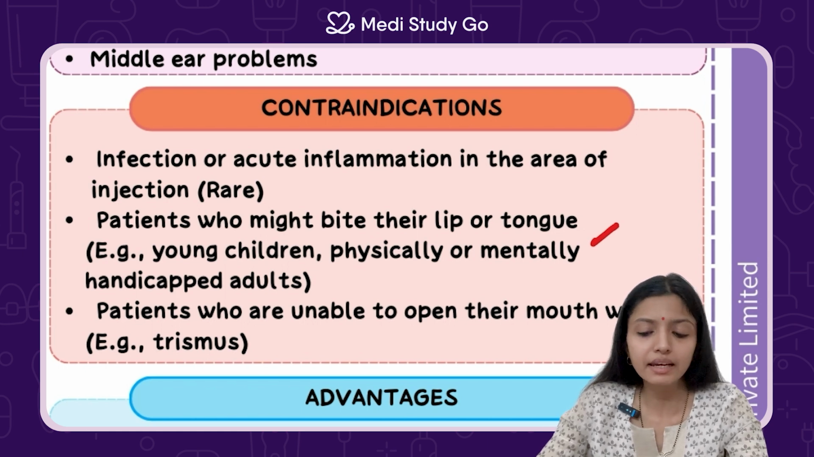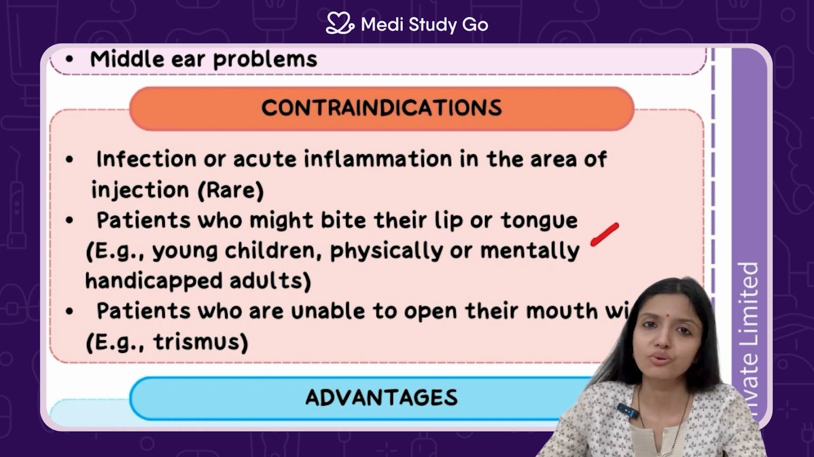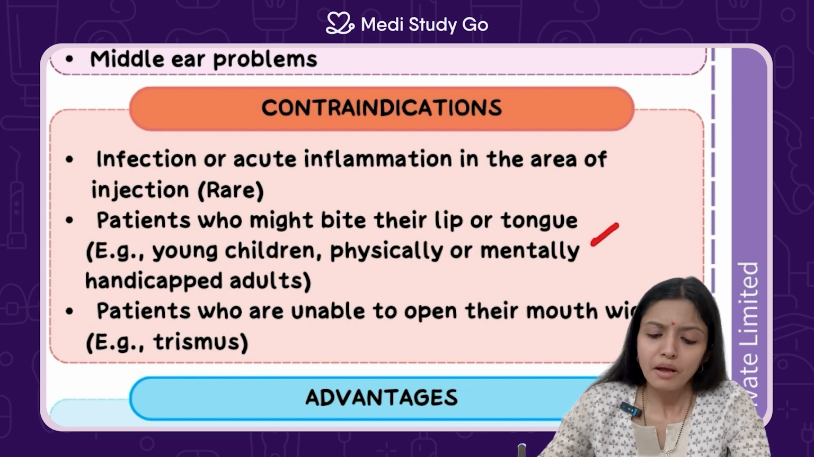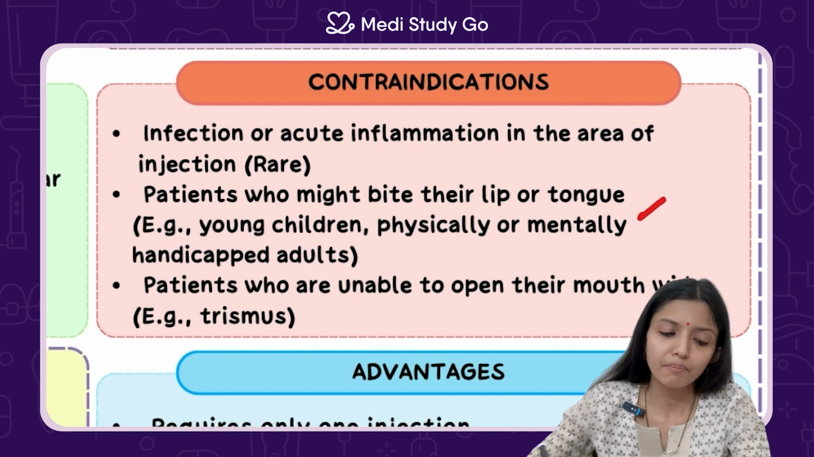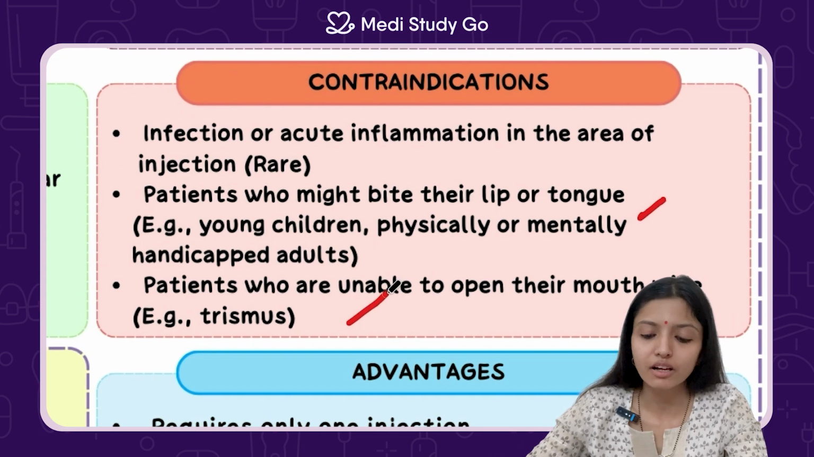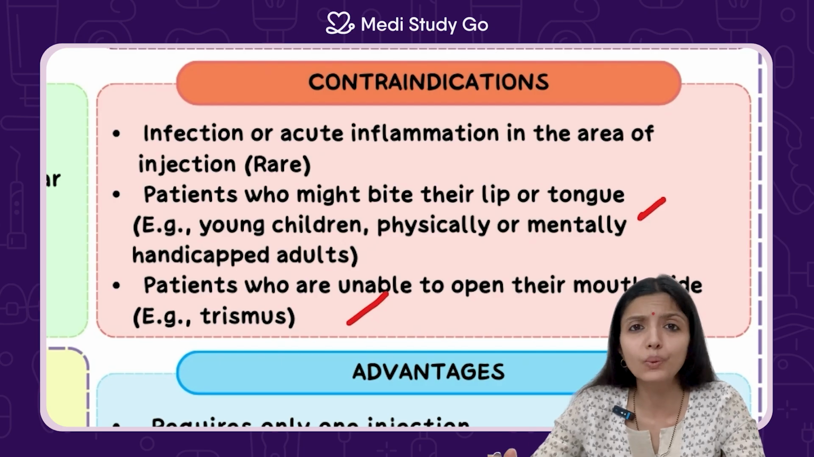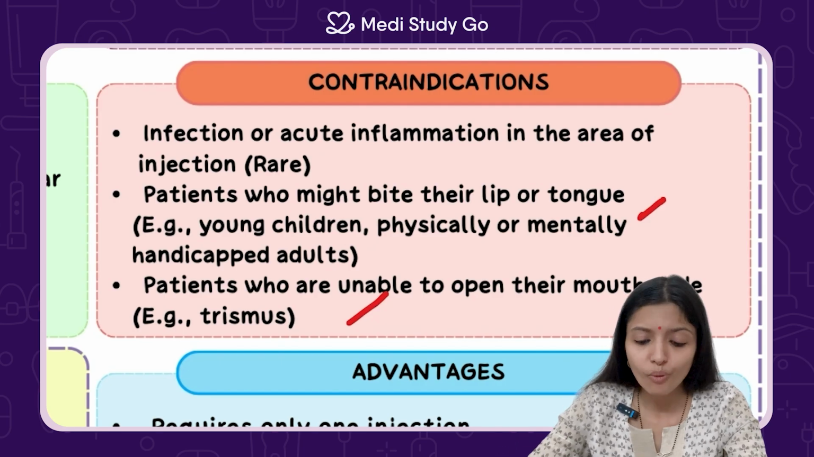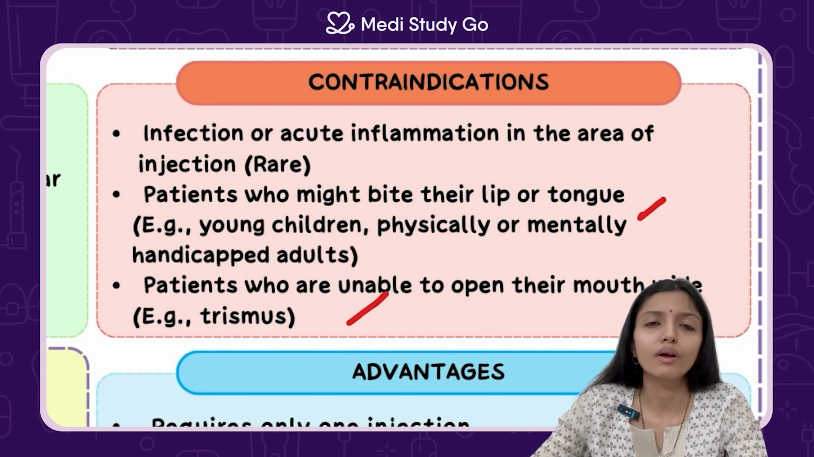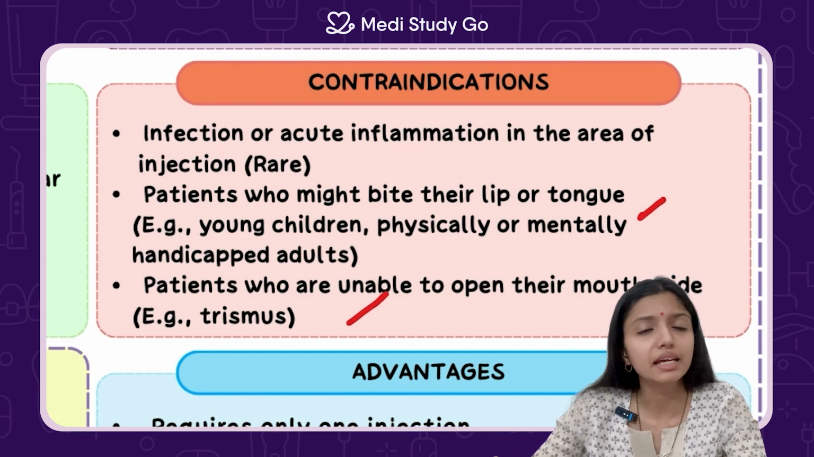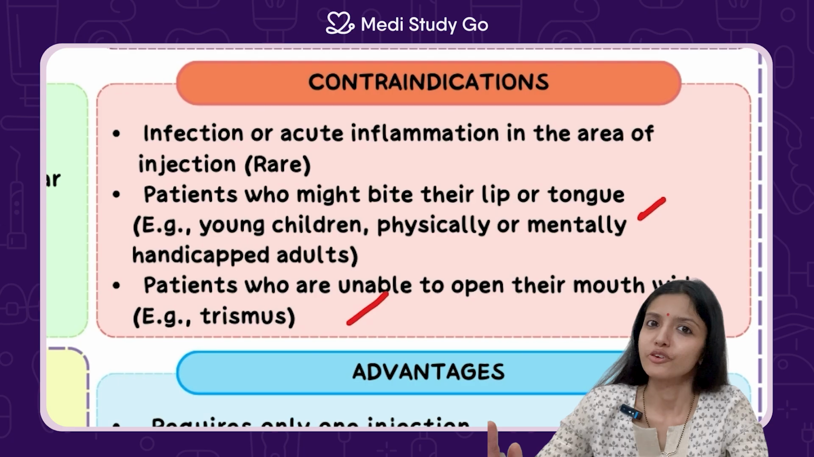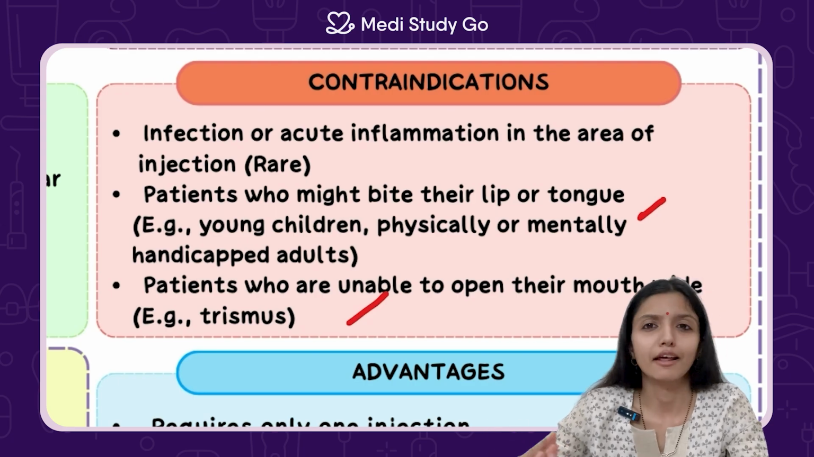It is mainly contraindicated in patients who cannot open their mouth wide, because one of the important aspects of giving a Gow-Gates nerve block is that you need the patient to open their mouth extremely wide. So you cannot give a Gow-Gates nerve block adequately in a patient with trismus. For trismus, we give another block.